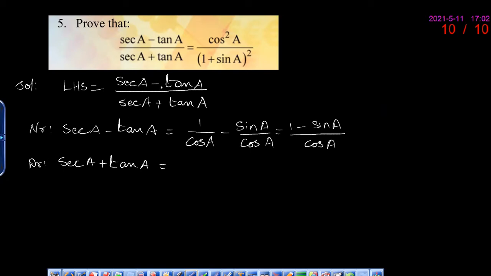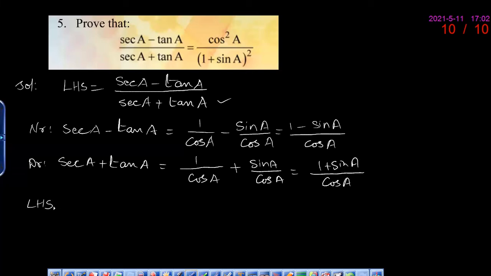So when we take the numerator secant A minus tan A, I have replaced secant A as 1 upon cos A and tan A as sin A upon cos A. So when you take the LCM, you will get 1 minus sin A divided by cos A. Similarly, when we take the denominator, I will write secant A as 1 upon cos A plus tan A as sin A upon cos A. That is equal to, when I take the LCM, cos A is the LCM, I will get 1 plus sin A divided by cos A.